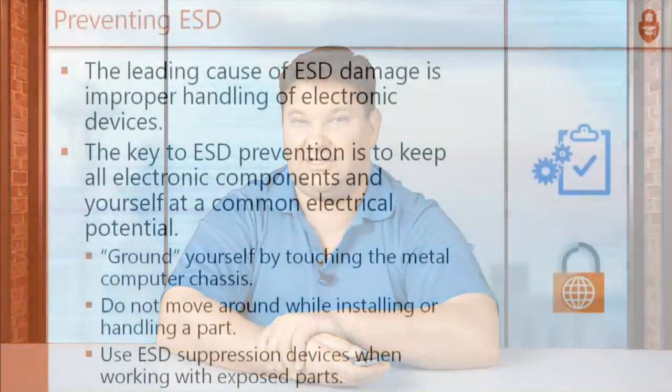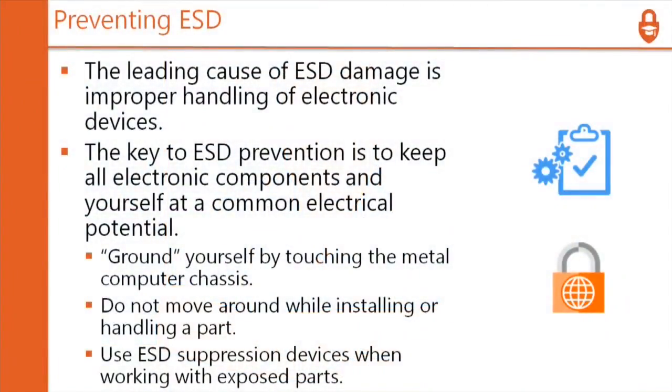Preventing ESD. The leading cause of ESD damage is improper handling of electronic devices. We've talked about grounding yourself before you touch anything. The key to ESD prevention is to keep all electronic components and yourself at a common electrical potential. You don't want to have more charge than your components do. You don't want to have less charge than your components do, or they're going to bite you instead. Ground yourself by touching the metal computer chassis that's plugged into the wall. Otherwise, it does no good.